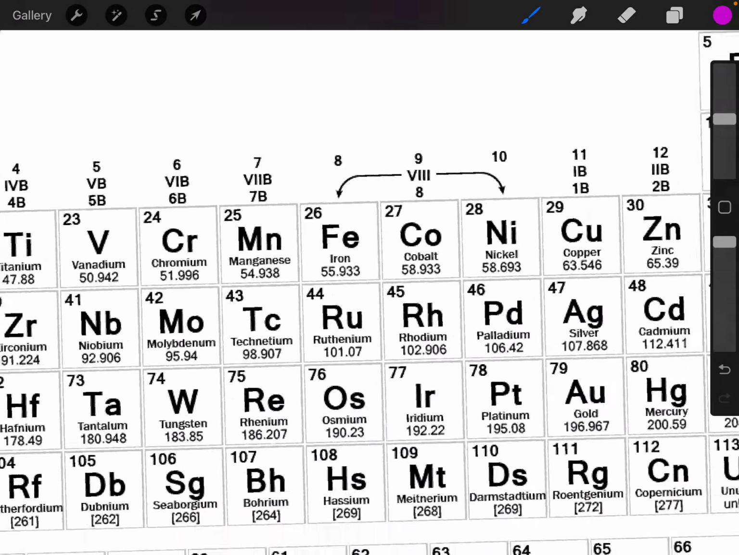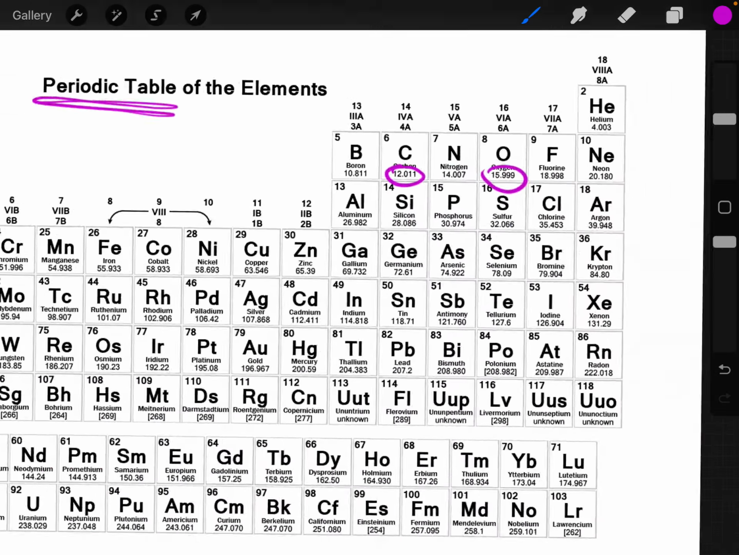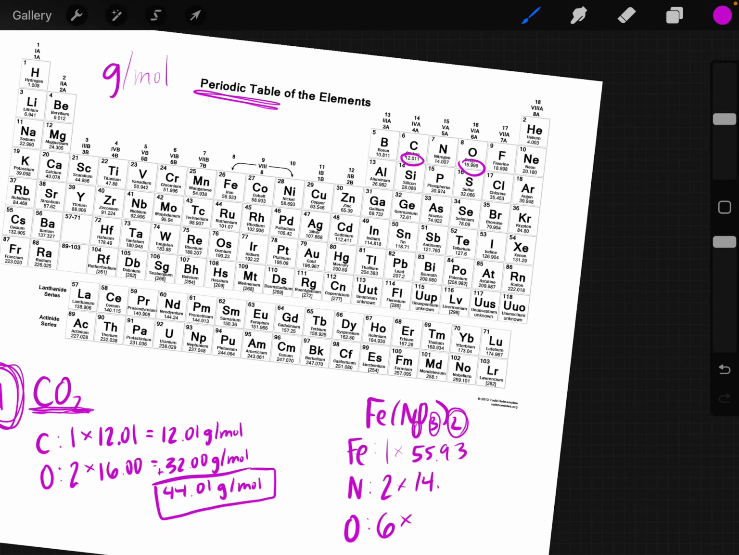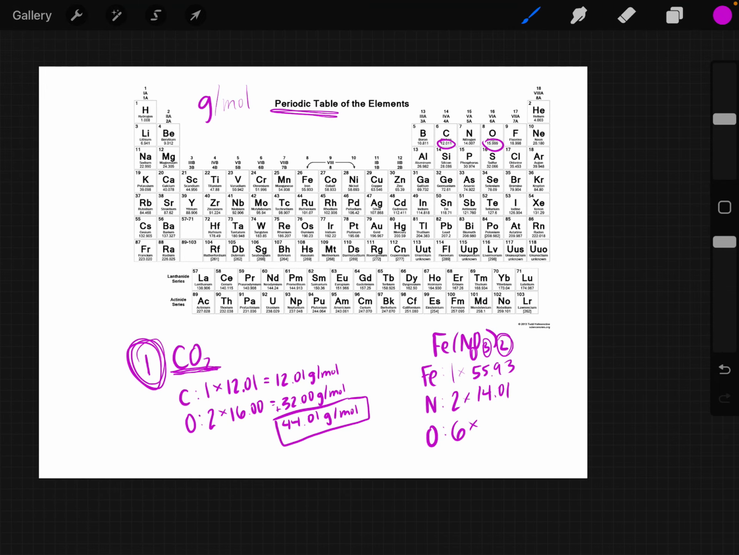I'm going to go on the periodic table and look for iron. Iron has 55.93. Look for nitrogen. Nitrogen has 14.01. I'm going to look for oxygen. I bet by the end of this unit, you're going to have oxygen memorized at 16.00. I'm going to do that math for myself. So I have 55.93. 2 times 14.01 is 28.02. And 6 times 16 is 96, I believe.